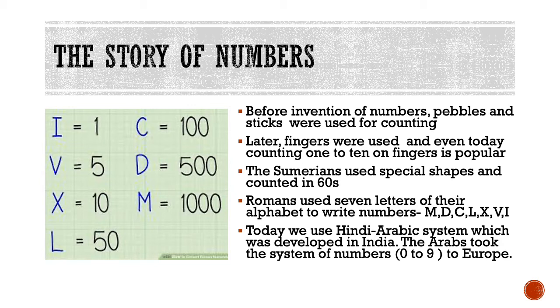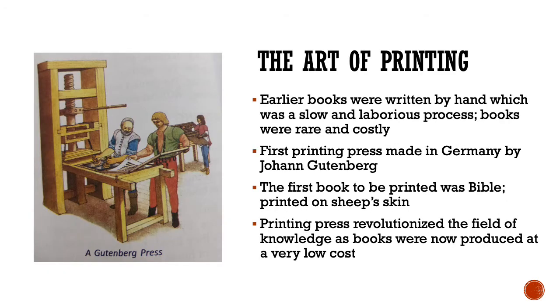So, with this, we move to the next topic, that is the art of printing. Now, we got numbers, we got alphabets, we got scripts. Now, what was needed? We needed to print books. It took a long time to perfect the art of writing. This did not happen in one day. It took a long time, and many books came to be written by hand.